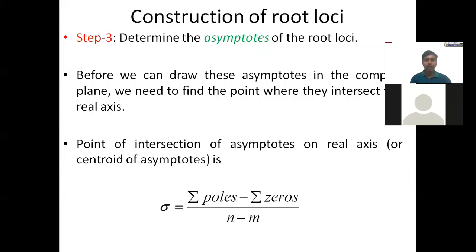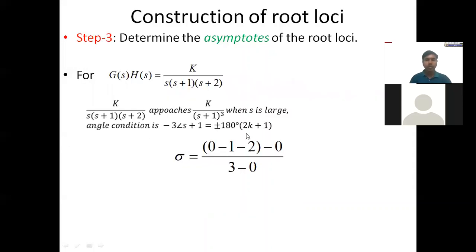And the centroid is calculated by using this formula: summation of the pole values minus summation of the zeros, divided by n minus m. Here the poles are 0, minus 1 and minus 2. There are no zeros. Therefore, the centroid is minus 3 by 3. So it is nothing but minus 1.